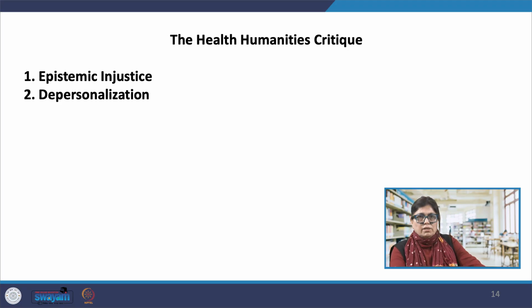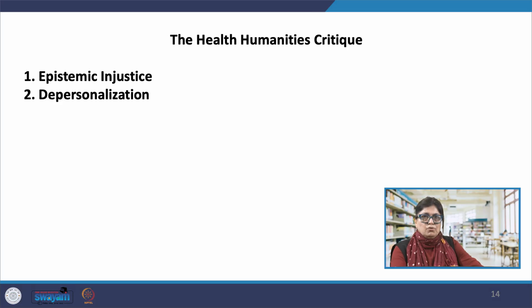Epistemic justice. When clinicians rely solely on what the clinical gaze can see or measure, they actively dismiss symptoms that cannot be verified by biomedical technology, such as chronic pain or mental distress. Depersonalization, reducing a patient to an interesting pathology or a room number, the appendix in bed 4, strips away human dignity and erodes the therapeutic alliance.